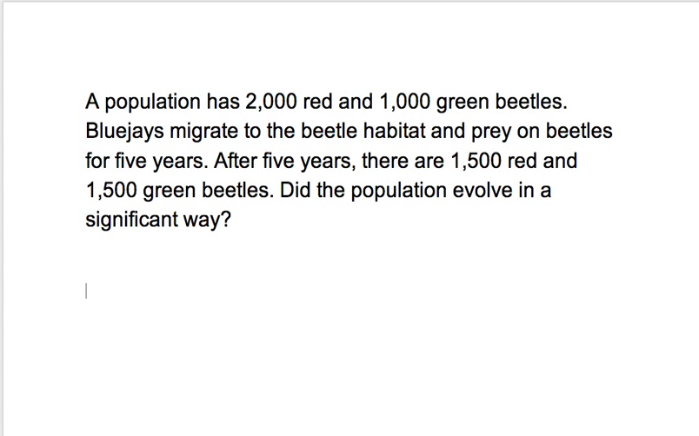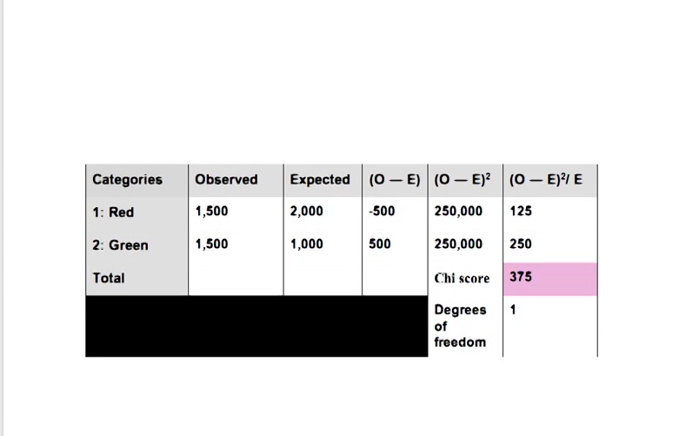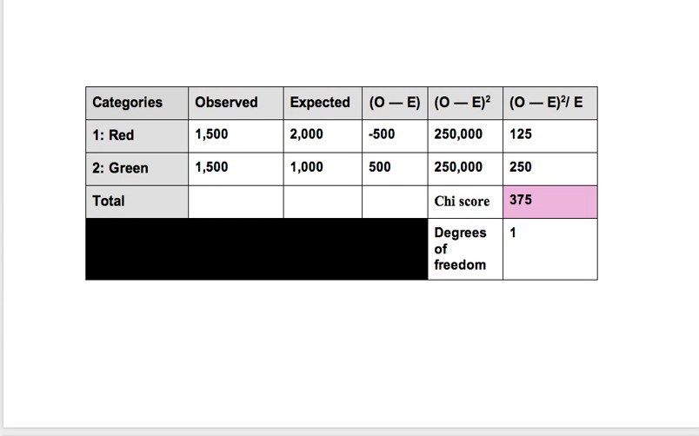And so if we set up a chi-square table, this part may be sort of confusing or counterintuitive, but our observed data is the observed data of the population after the change, or the sort of future generation. That's what we observed.